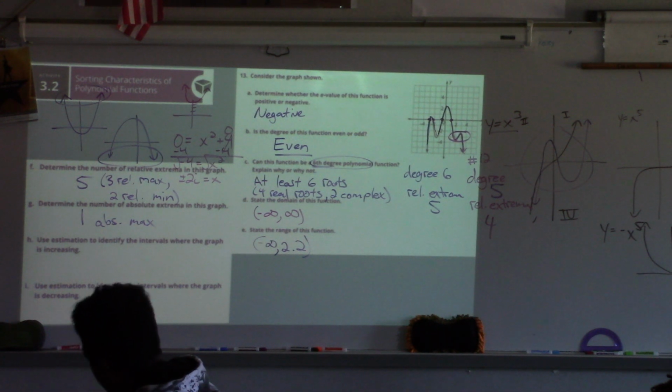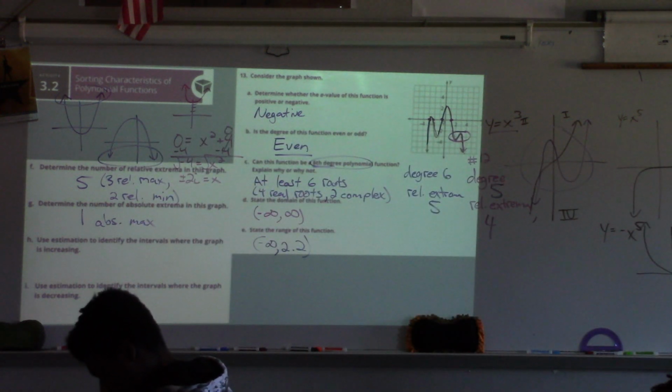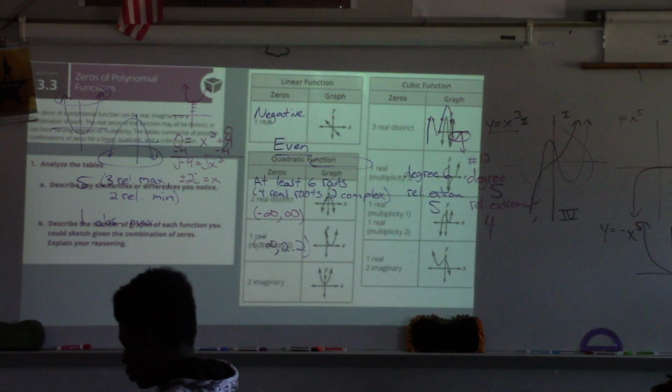Okay? Does anybody want me to go over the intervals of increasing and decreasing? I think I saw all the same for everybody. Okay. So what we want to move into is activity 3.3 now. The zeros of polynomial functions.